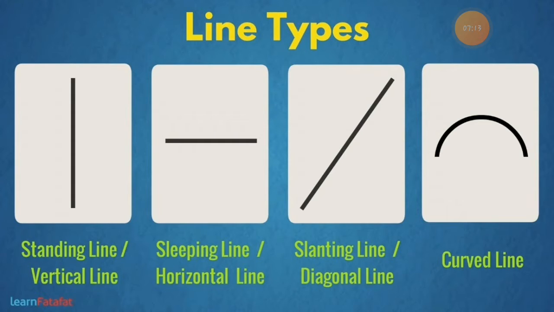What is the another name for the sleeping line? I repeat the sentence again: the another name for the sleeping line is the horizontal line. You have to speak with me. What is the another name for the sleeping line? The another name for the sleeping line is horizontal line. What is the name? Horizontal line.